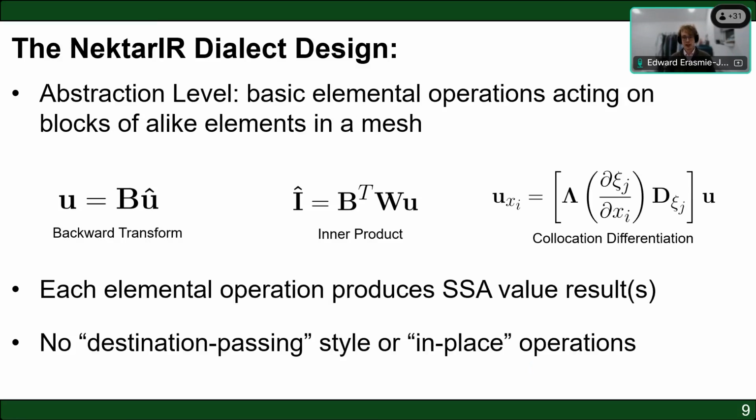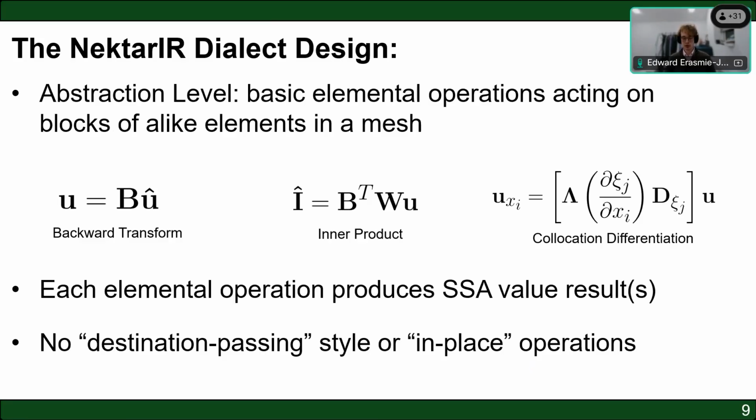So the dialect design itself, as I mentioned, we are at this abstraction level of basic elemental operations acting on blocks of alike elements in a mesh. These blocks are sorted by the element shape, the polynomial order, the cubature order, the expansion type, and the cubature type, for instance. Some example operations that we have here are the backward transform, basic inner products, and some collocation differentiation. And importantly, we want to continue this static single assignment form.